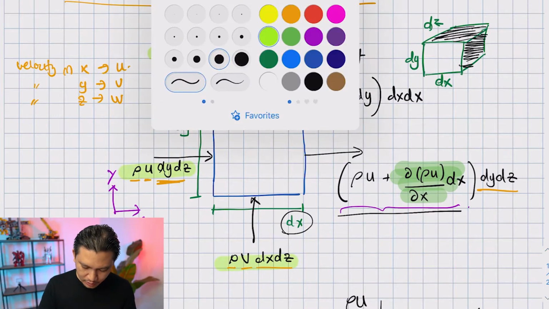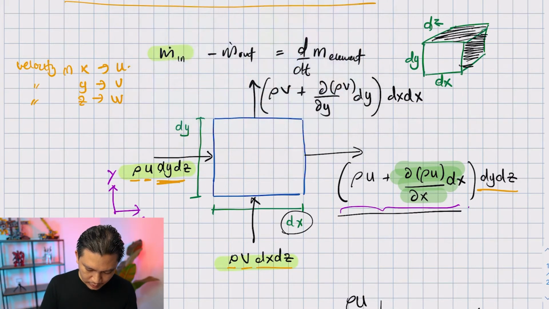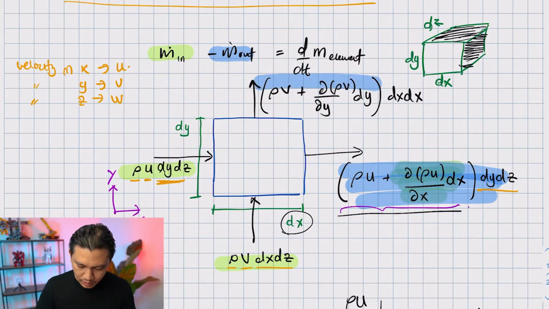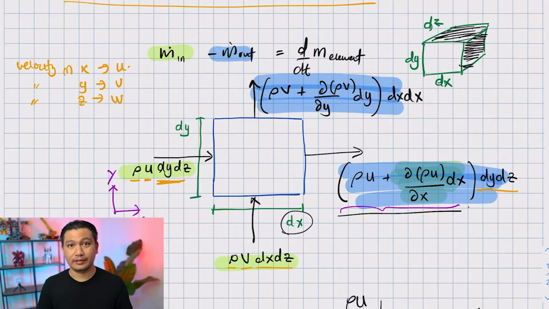And let's say that m dot out is blue, okay? So this is your m dot out. Everything here is m dot out, and this is also m dot out in the y direction. Later we will combine these terms together and form the equation that we are looking for.